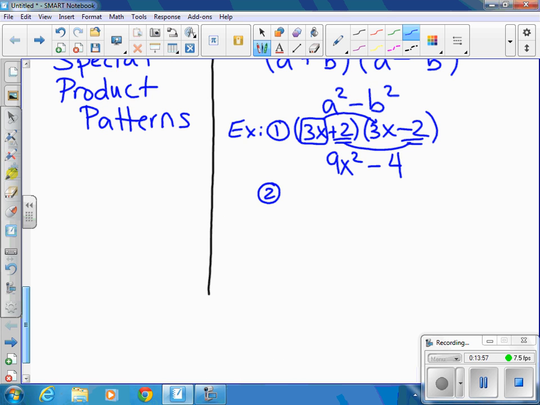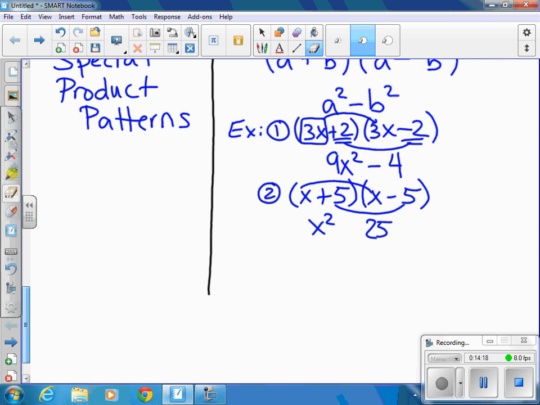Okay, so here's another one. If we have x plus 5 and x minus 5, I can tell that the only thing that's different between these two binomials is the plus and minus sign, so I know this is a special pattern. X times x is x squared. 5 times 5 is going to be 25, and you will always have a minus sign in the middle. You'll never have anything else. And we'll talk more about why that is and what we need to do with that in another chapter, but for right now, just understand that it will always be a minus sign.